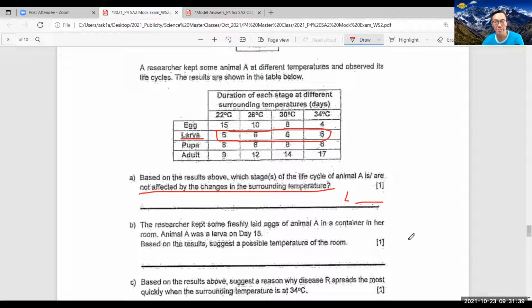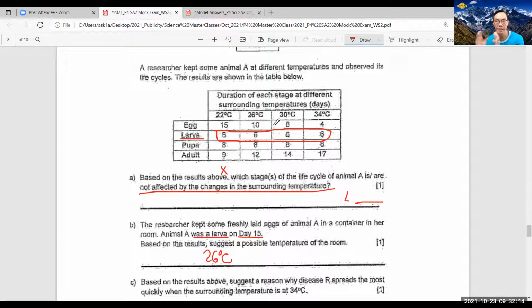Okay, then the next one is a mathematical calculation. They ask you, suggest a possible temperature of the room. They say that at day 15, animal A was a larva. So you do the summation, 15 plus 6 is 21. So this is out. 10 plus 6 is 16. So 15 is sandwiched, right? So is this temperature, 26 degrees Celsius, because at day 15, at this temperature, this animal A will appear as a larva.